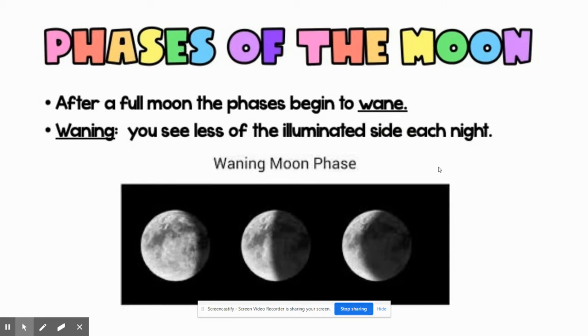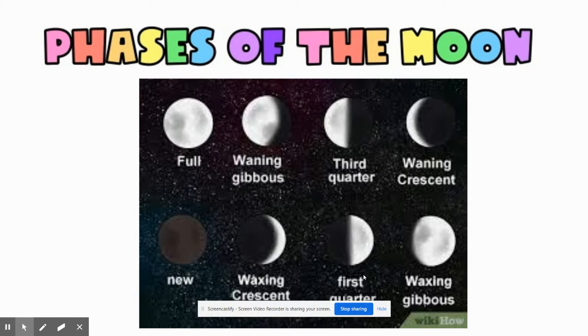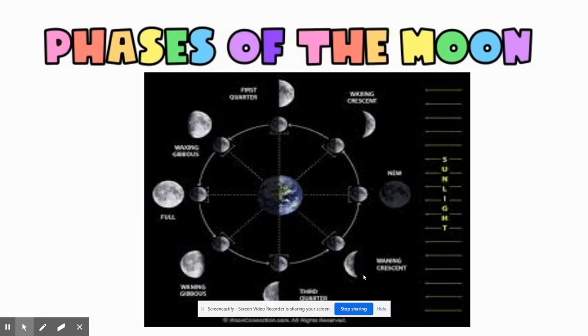After the full moon, the phases begin to wane. Waning is when you see less of the illuminated side each night. So after the full moon, the darkness, the shadow, switches to the other side. Then the gibbous moon is where it's 3/4 illuminated, a last quarter, and a waning crescent. So again, these are your moon phases: full moon, waning gibbous, third quarter, waning crescent, new moon, waxing crescent, first quarter, waxing gibbous. And this is how it would appear from Earth.